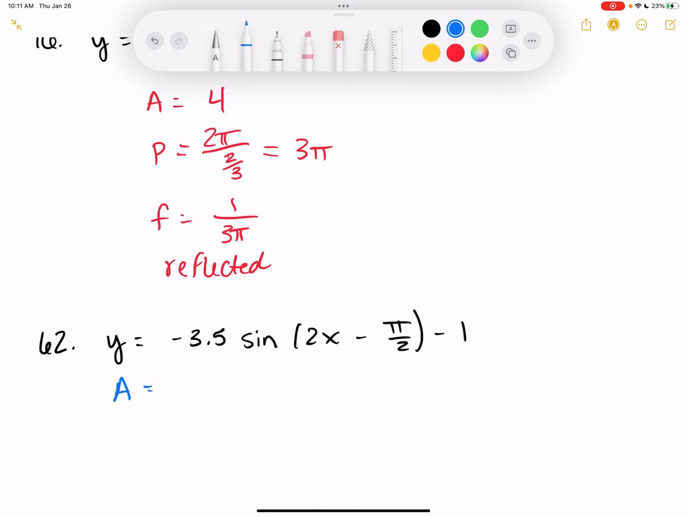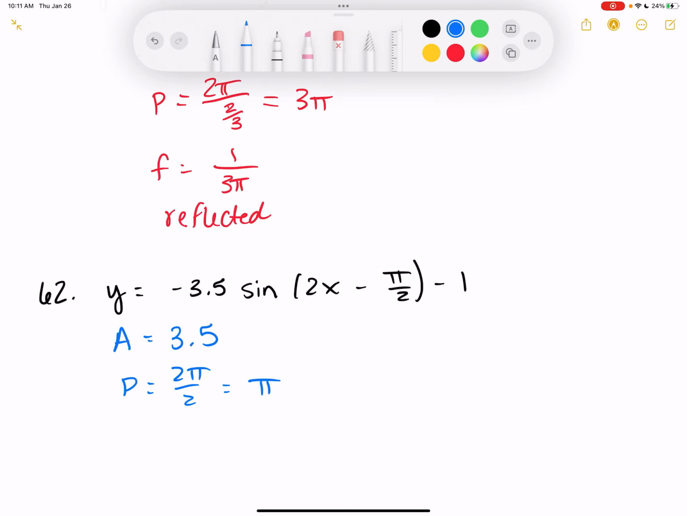So amplitude is going to be what? 3.5. Period is going to be what? Just pi. It'll just be pi, so 2 pi over 2, which is obviously just pi. And I'm okay if you go straight to saying that it's just pi. You don't have to show it every time. I am just showing it for you to have it. All right, so what else do we know about this graph? It's reflected.